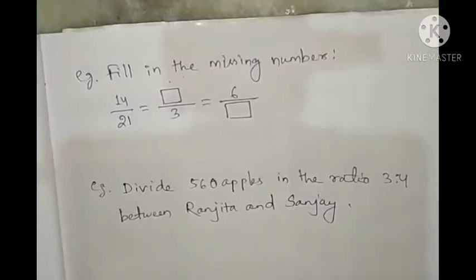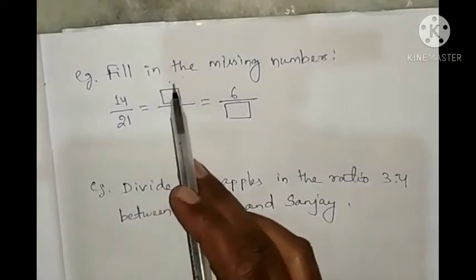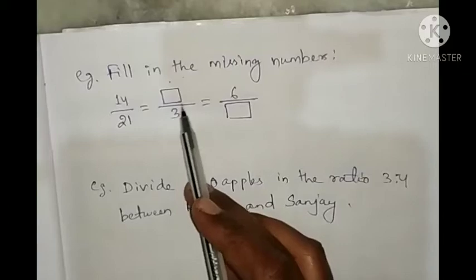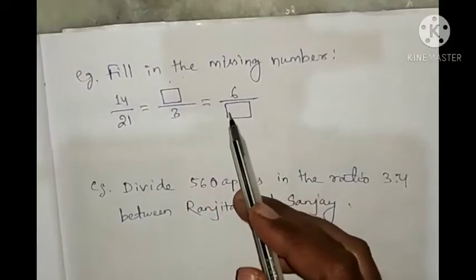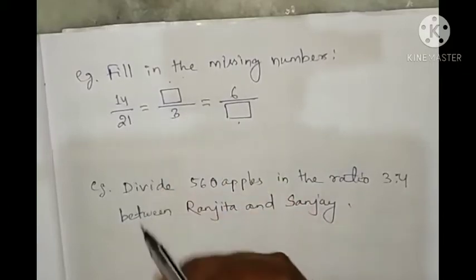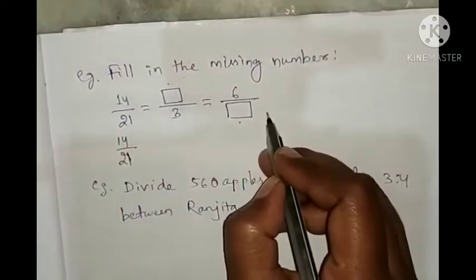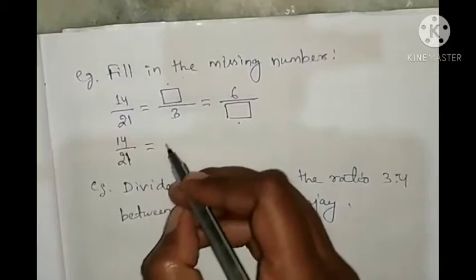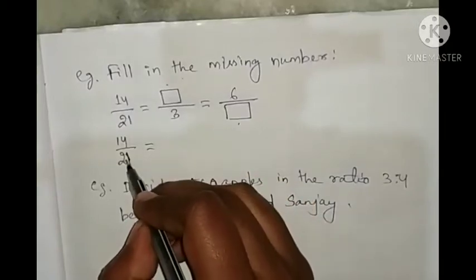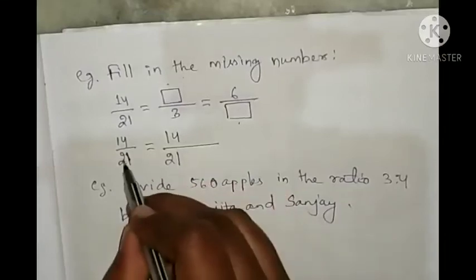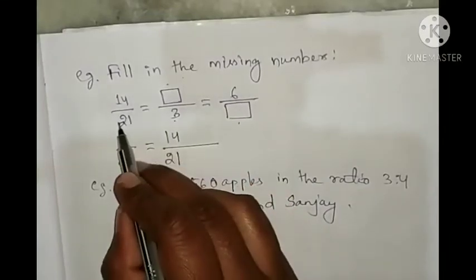Next we will see some examples about ratio. Here it is written, fill in the missing number. Given 14 by 21 equal to dash by 3 equal to 6 by dash. First I will write 14 by 21, which means all of these are equivalent ratios. So what will I do? I will write 14 by 21 equal to 14, and then 21. Look here, 3 is given, which means 21 is divided.